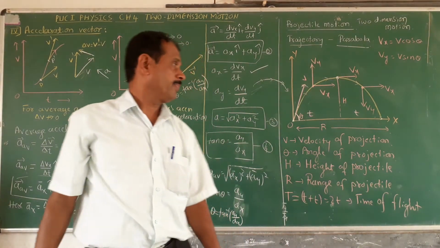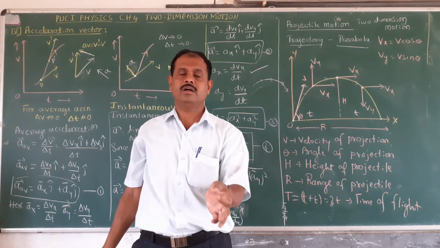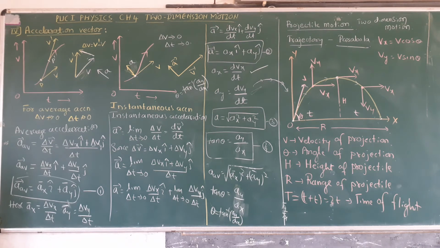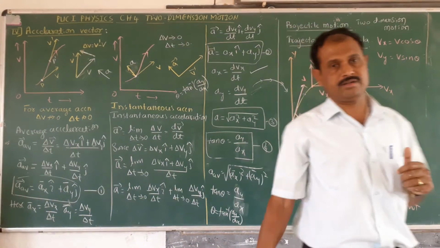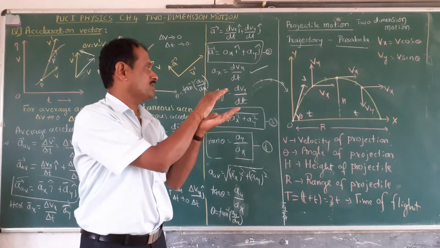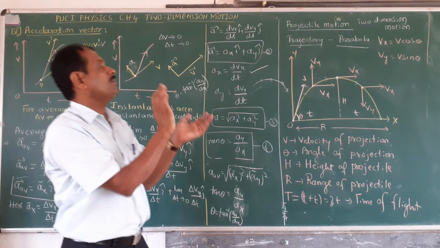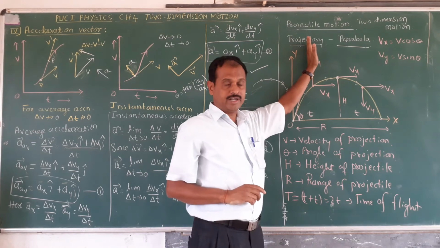Okay, now see here, this is a very important concept. I want to discuss one more point: the velocity of the projectile motion is resolved into two components according to the resolution of a vector. That velocity of projection is split up into two components, one along the horizontal and another along the vertical.